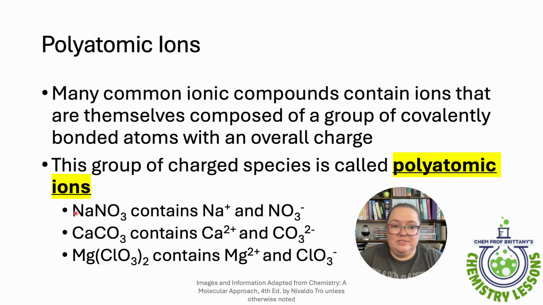So here's some examples. NaNO3, this is sodium nitrate. We've got sodium, but then instead of the N being charged or the O being charged, the NO3 group has a negative charge. So NO3 minus is your polyatomic ion. So let's think about this again. The name polyatomic, poly meaning many, atomic meaning atoms. So these are ions with many atoms in there. So this ion has many atoms. This ion has many atoms.